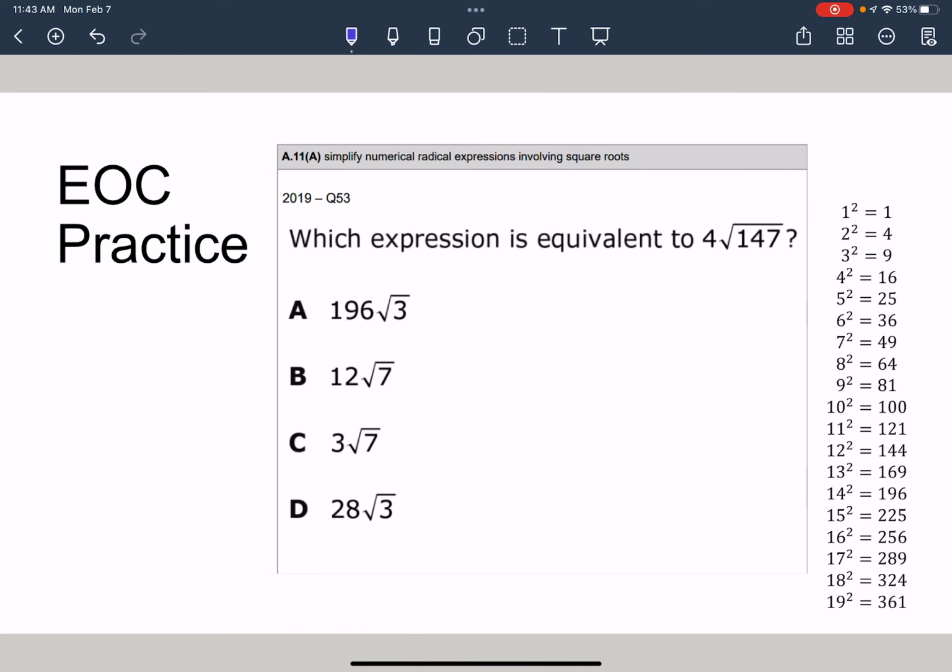So now we have another one with a coefficient in front. Which expression is equivalent to 4 times the square root of 147? So let's think about rewriting the square root of 147. If you go through the list, the biggest perfect square that will evenly divide 147 is 49. So this is 4 times the square root of 49 times the square root of 3. The square root of 49 is 7, so it's 4 times 7 times the square root of 3. 4 times 7 is 28, so it's 28 times the square root of 3.